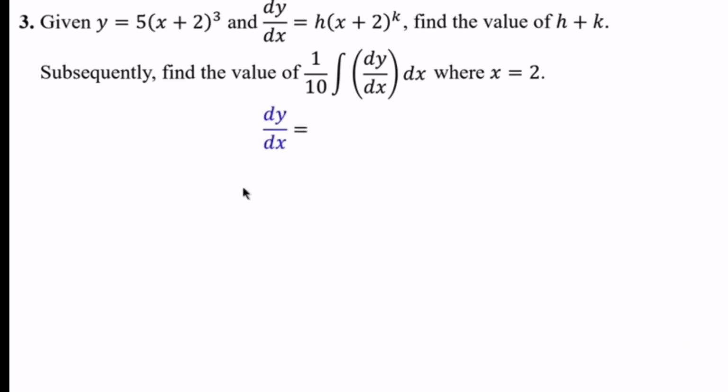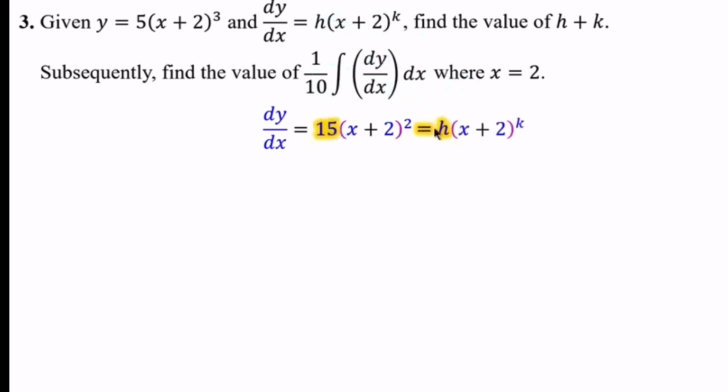Alright, let's start with differentiation. dy/dx is equal to, let's see how to do. We are going to differentiate the y, which is 3 times with the 5, and then we copy the (x + 2), and then 3 minus 1 power 2, and we differentiate the x, we'll get 1. So that means we just do comparison. We make them equal. So we can see that h is equal to 15 and k should be equal to 2.